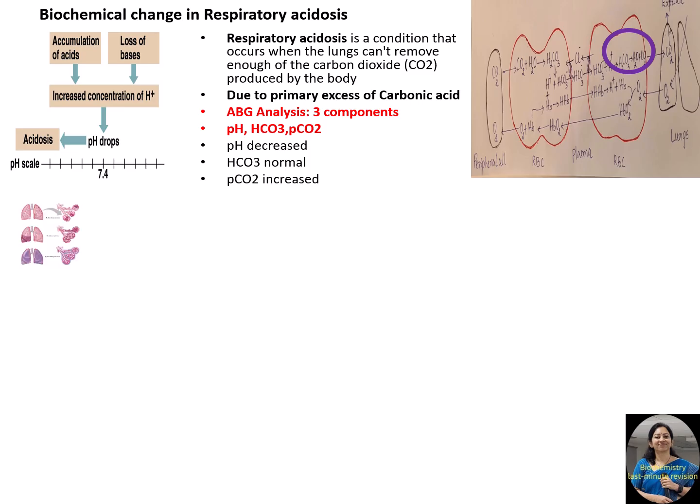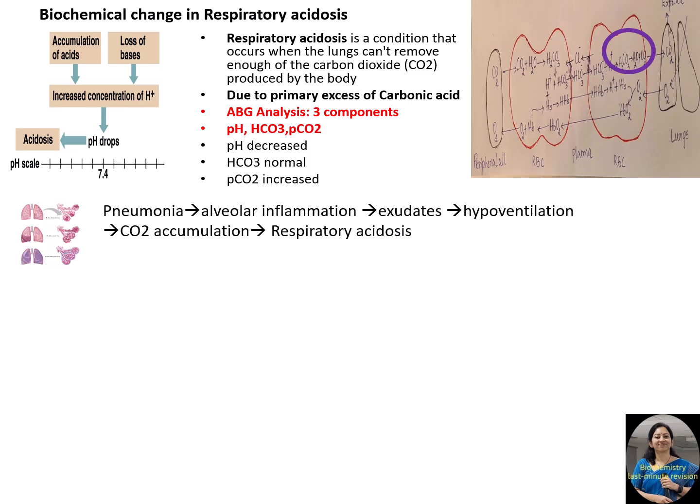What are the causes for respiratory acidosis? The first cause is pneumonia. Pneumonia can be bacterial pneumonia, viral pneumonia, or protozoal pneumonia. In any type of pneumonia, there is alveolar inflammation resulting in production of exudates. Now this will impair the exchange of gases, resulting in hypoventilation followed by carbon dioxide accumulation and respiratory acidosis.